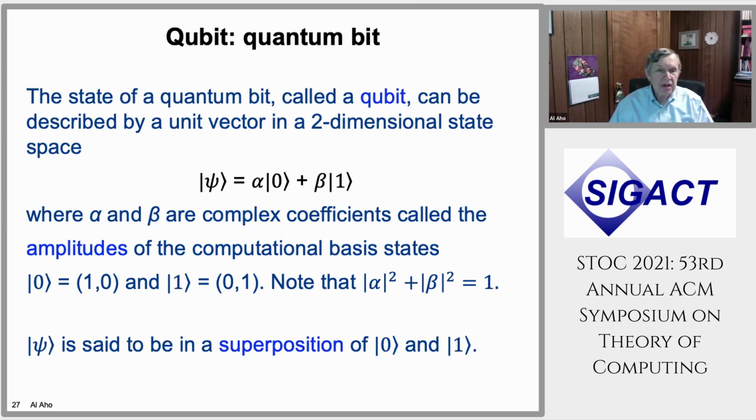Ket is the suffix of bracket, which is what Dirac called his notation. And ket 0 represents the vector 1, 0, and ket 1 represents the vector 0, 1. And since we're dealing with a unit vector, the squares of the absolute values of the coefficients sum to 1. And we say that the qubit psi is in a superposition of the states ket 0 and ket 1.